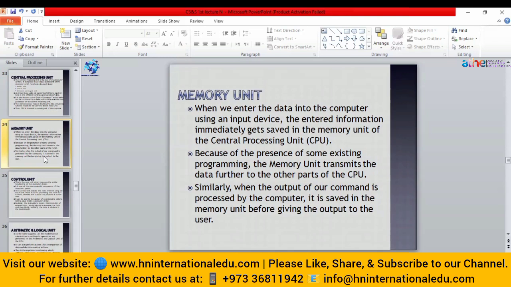Because of the presence of some existing programming, the memory unit transmits the data further to the other parts of the CPU. Similarly, when the output of our command is processed by the computer, it is first saved in the memory unit before giving the output to the user.